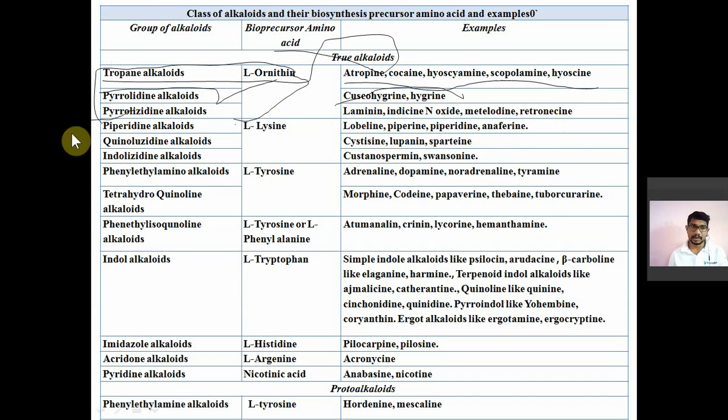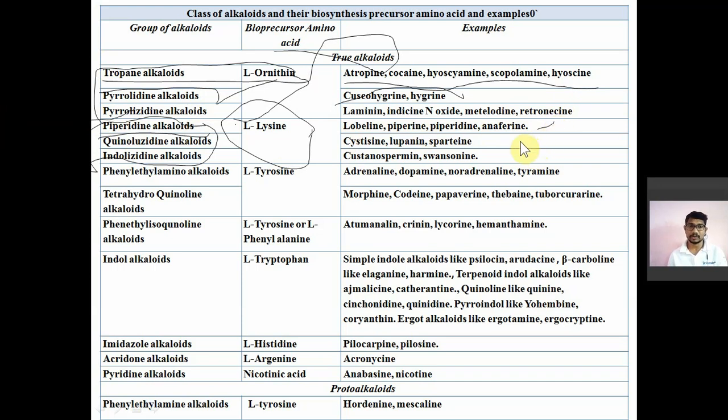Then this piperidine type of alkaloid, then quinolizidine and indolizidine. These are synthesized from L-lysine amino acid. Obviously, all these alkaloids are synthesized from L-amino acids, not D-amino acids, because L-amino acids are more abundant in nature. That's why. Piperidine alkaloids, for example, you have lobeline, piperine, piperidine and anaferine.